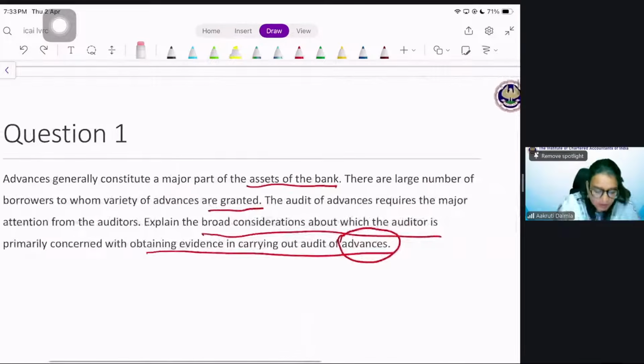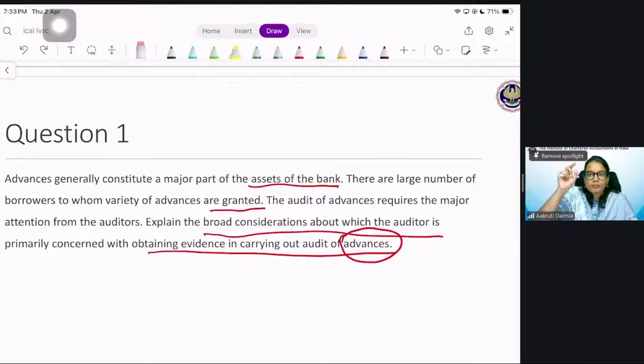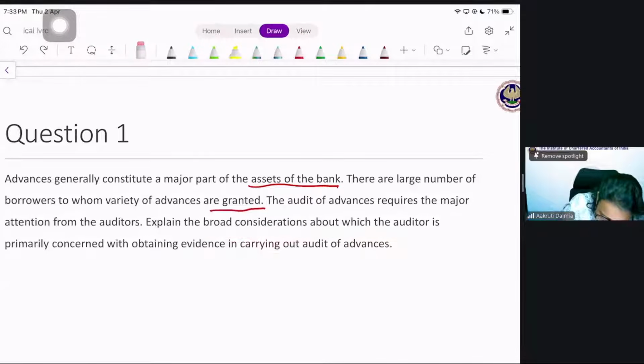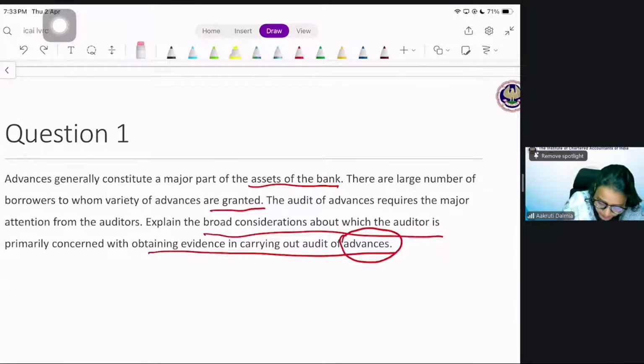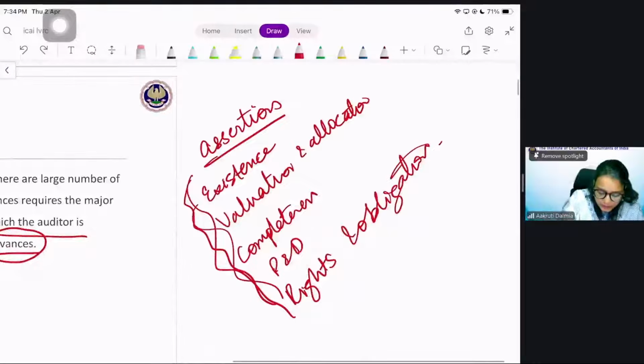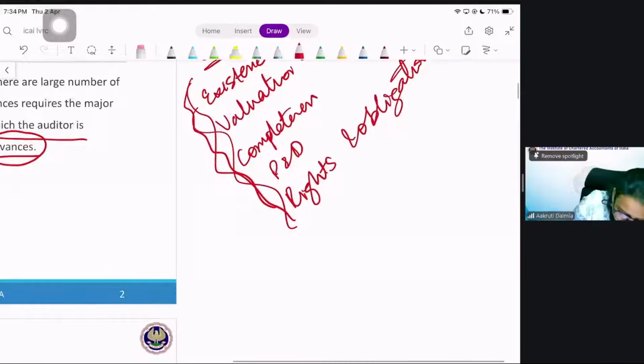In this question, आप पहले ये नहीं याद करोगे कि ऑडिट ऑफ बैंक्स में आंसर में क्या लिखा था, मुझे याद नहीं आ रहा. No, you are not going to directly think about what this answer was. You are first thinking, they are telling you to audit advances. To audit any advances, you need to check these points: its existence, valuation, completeness, presentation and disclosure, and you have to check rights and obligations. Now, keep this in mind and think about audit of advances.